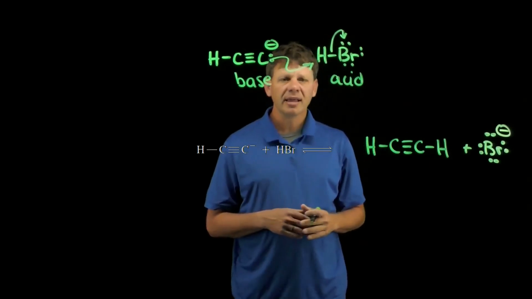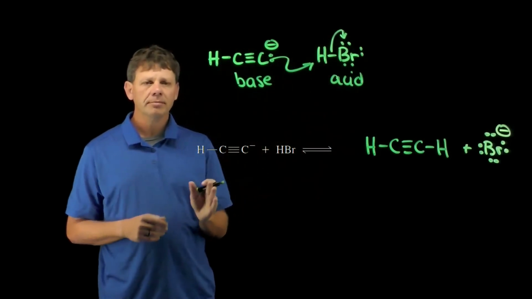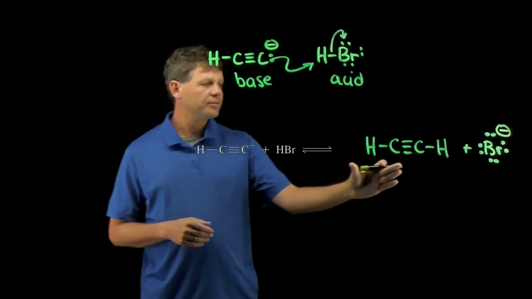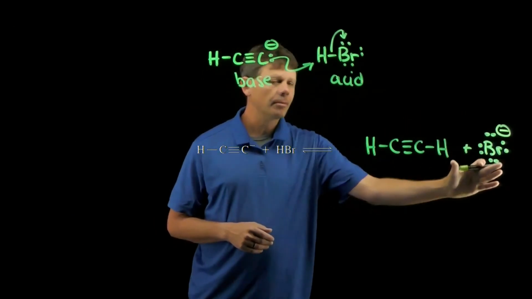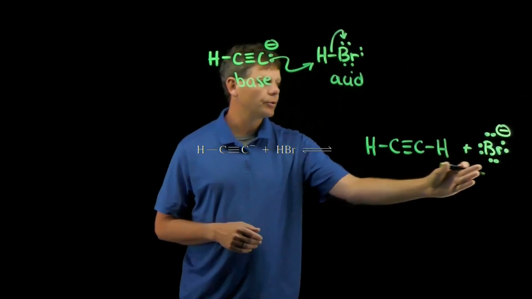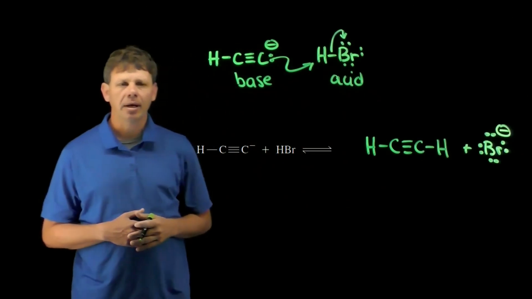And so this makes sense because on the left side of our equation, we had a negatively charged molecule plus a neutral molecule. We would expect to get a total of a -1 charge over here, and we have that, acetylene being neutral and bromide having a -1 charge.